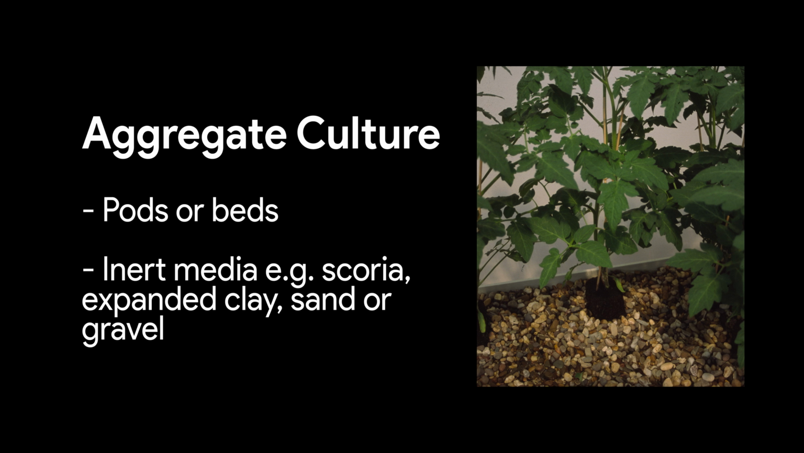Aggregate culture involves growing in a solid, inert material, such as scoria, gravel, sand, expanded clay, or perlite. Inert means that the material is free of nutrition and clean, that is, free of microorganisms. Water from the fish tanks is periodically pumped into the media, keeping the roots supplied with moisture and nutrients.